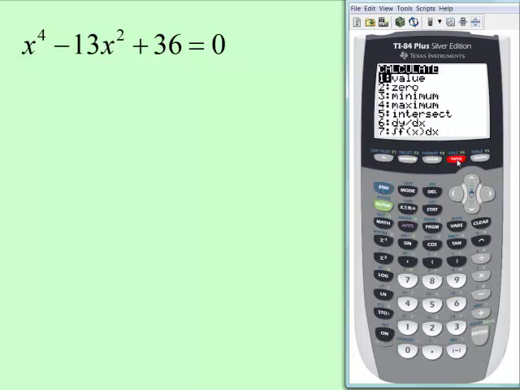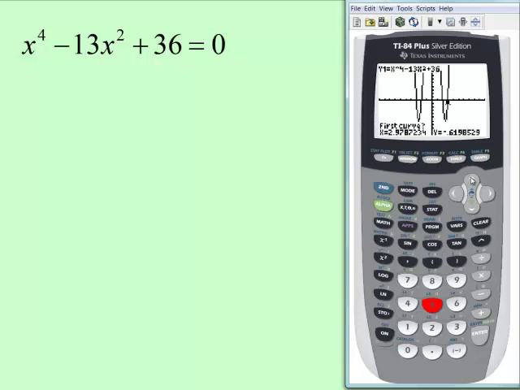Second, calc, intersect, move the cursor. Again, I'm going to use the up arrow to put it on the x-axis, and then just click the left arrow until it's close to where they cross. Press enter 3 times. And then the final answer, just to the left of that. Second, calc, number 5. Move the cursor over, enter 3 times. So those are our 4 answers.